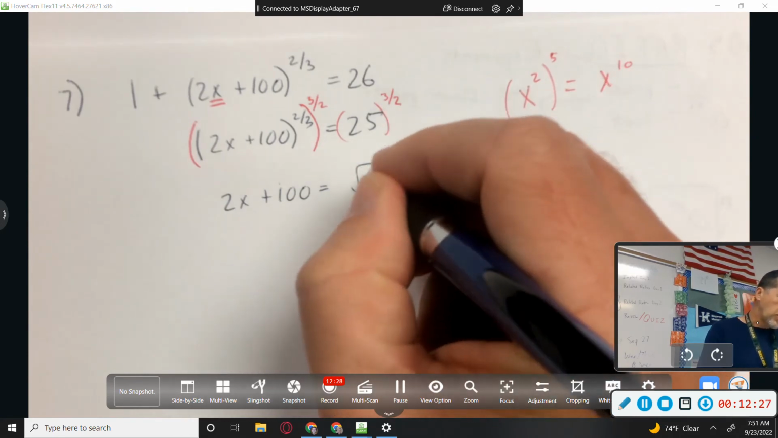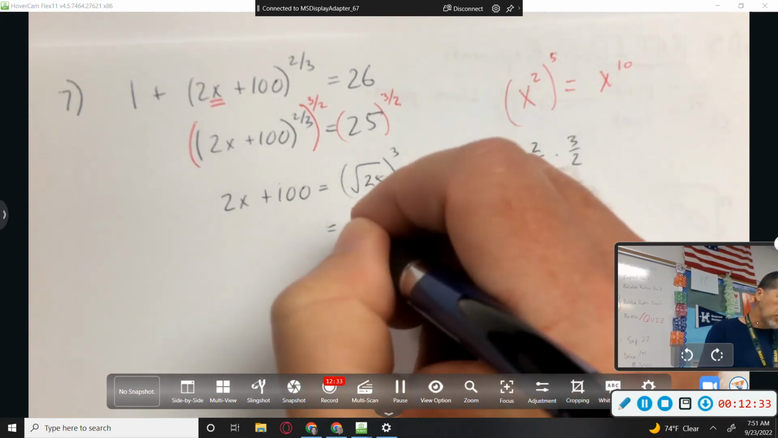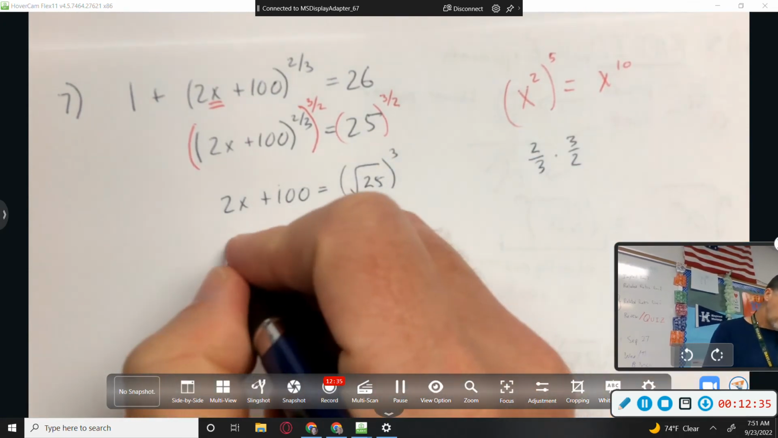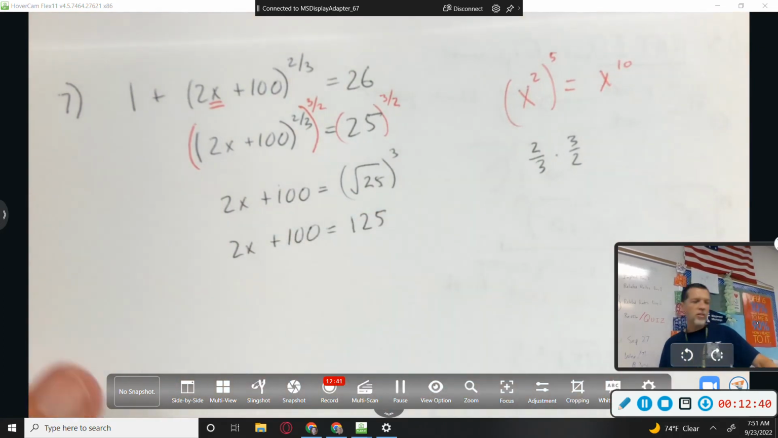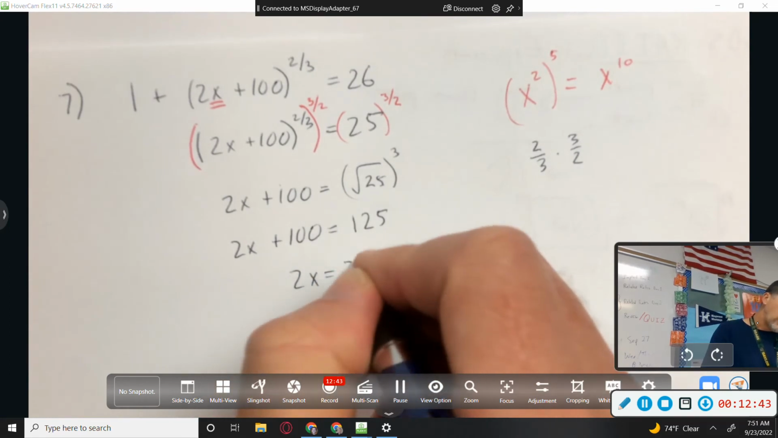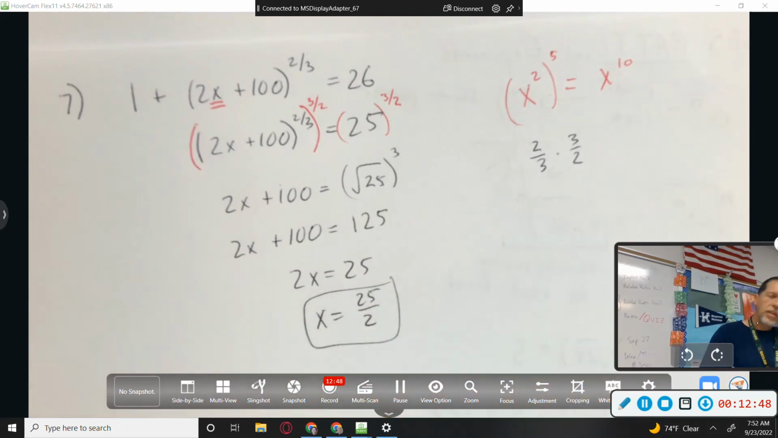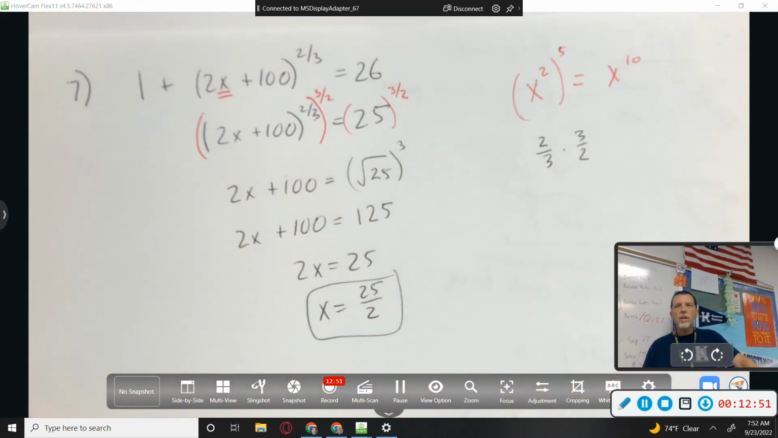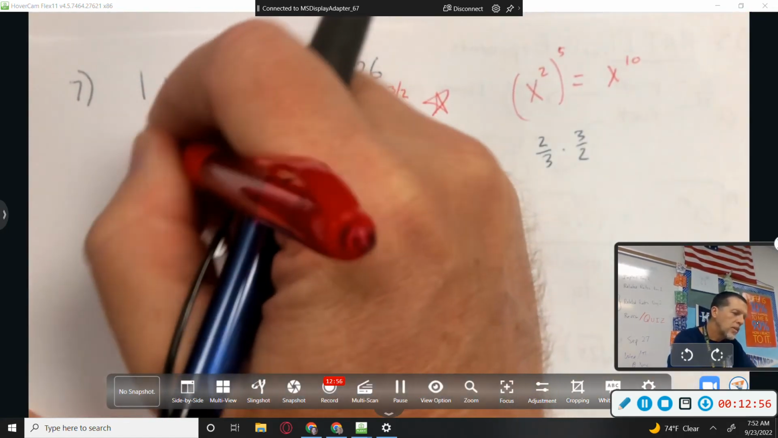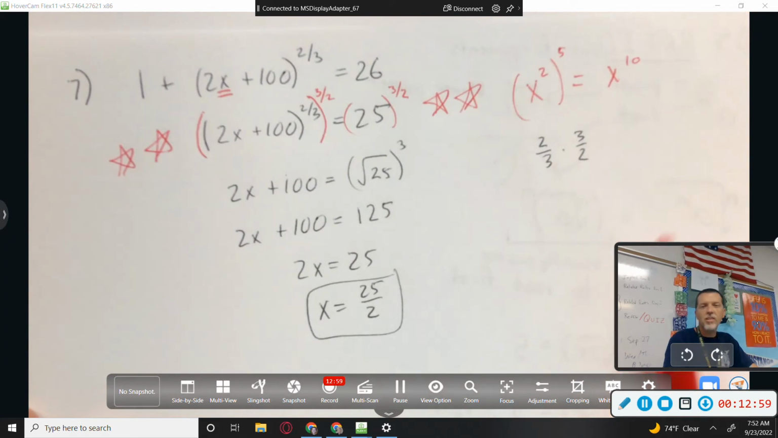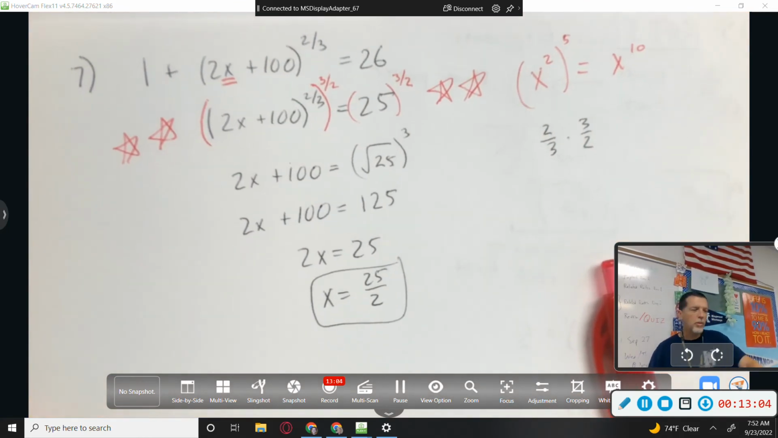The square root of 25 cubed. 5 cubed is 125. And finally, we're down to like an algebra 1 equation. 2x equals 25, x equals 25 over 2. But the key step on that one was raising it to a power that would cancel out the power that we're trying to get rid of. So raise it to the reciprocal, because power to a power you multiply.